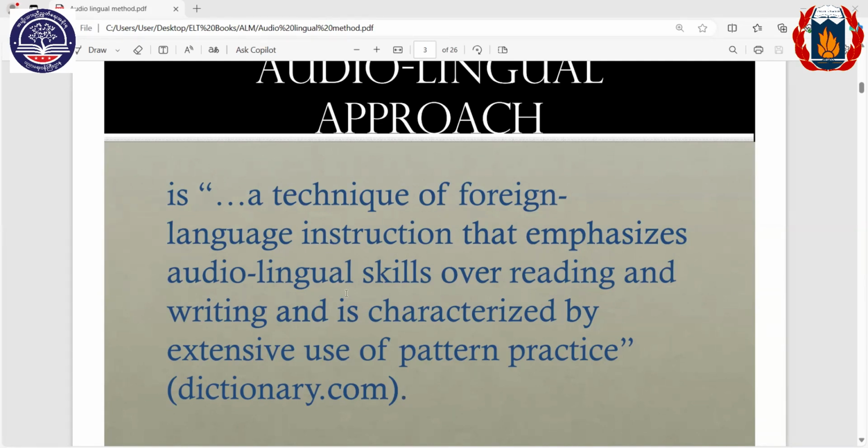Students need to think directly in English, need to express, they need to experience the new words that they learn. That's why the teacher can use illustrations, objects, other teaching learning materials. Here, the audio lingual approach is mainly extensive use of pattern practice. You are already familiar with this pattern practice technique. I think some of you will be using the pattern practice technique in your classroom.